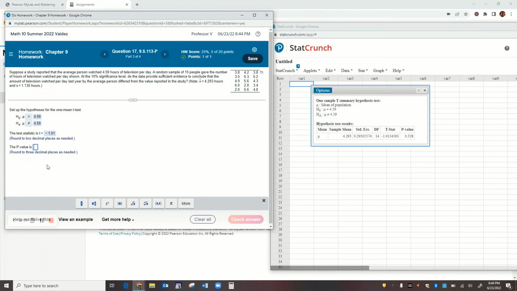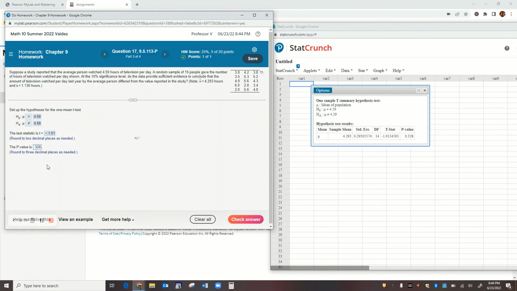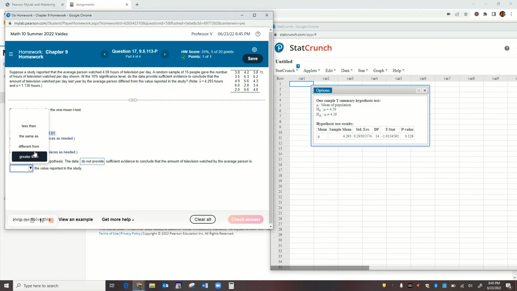That's all they gave me anyhow. So 0.328. And let's compare the p-value with alpha. So alpha is at the 10% significance level. That's 0.1. But the p-value is 0.328, way bigger. So remember, if p-value is larger than alpha, then we do not reject the null, fail to reject. That means the data do not provide sufficient evidence to conclude that the amount of television watched by the average person is different from the value reported in the study.